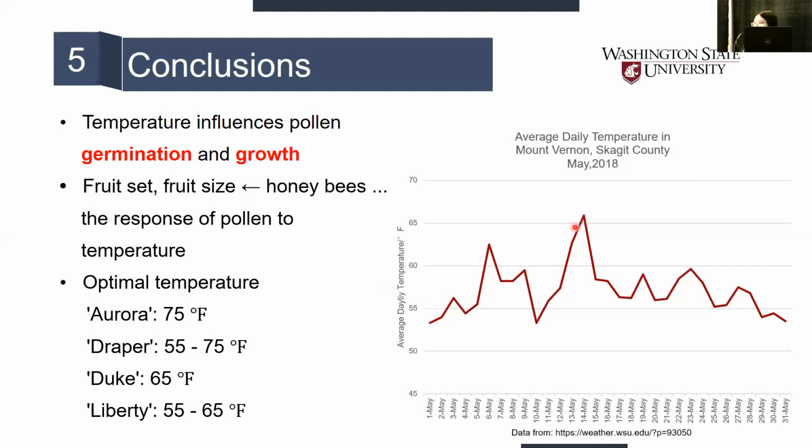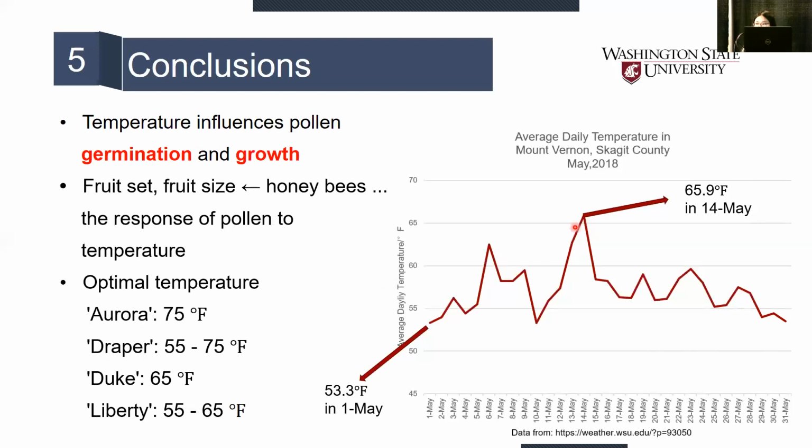This is in May 2018 during the blooming season. And we can see the lowest temperature is 53.3 Fahrenheit on the 1st of May, and the highest is on May 14, 65.9 Fahrenheit. So this temperature is suitable for Draper, Duke, and Liberty to pollinate and fertilize, but it's still too low for Aurora.